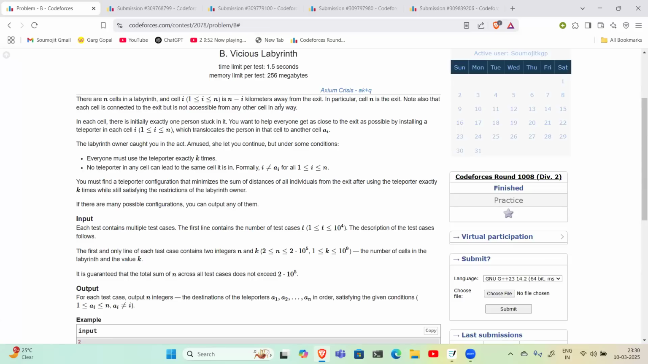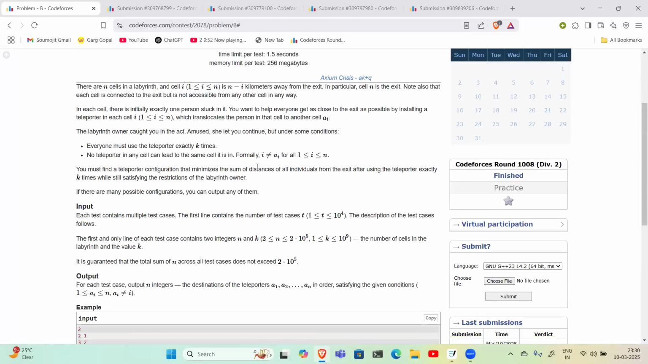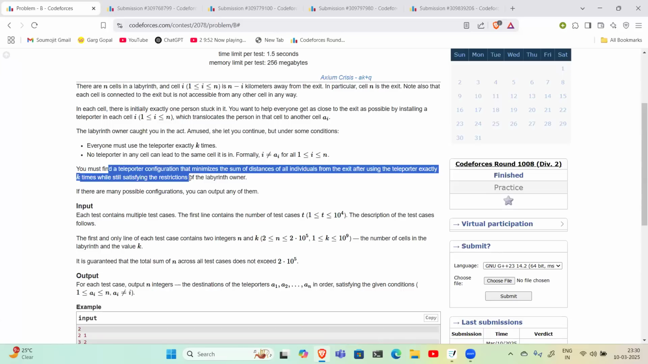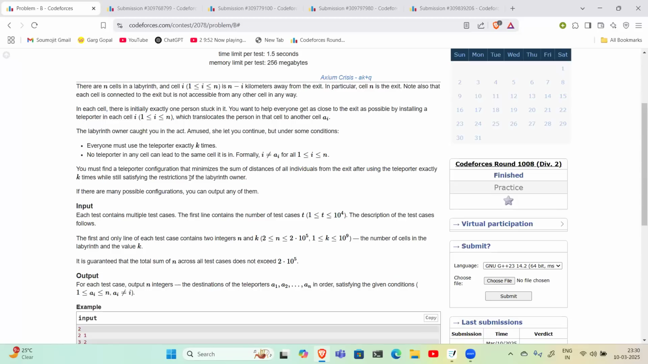Okay, but the labyrinth owner caught you in the act. Amused, she lets you continue, but under some conditions. Okay, so what are the conditions? Everyone must use the teleporter exactly k times. k is given as the input. And no teleporter in any cell can lead to the same cell it is in. Okay, so formally i is not equal to a_i. Great. Now the question says that we must find a teleporter configuration that minimizes the sum of distances of all individuals from the exit after using the teleporter exactly k times. And if there are many possible configurations, we need to output any one of them.